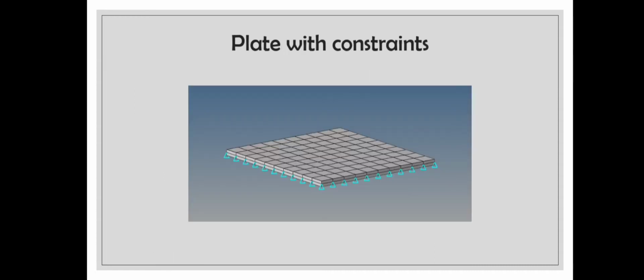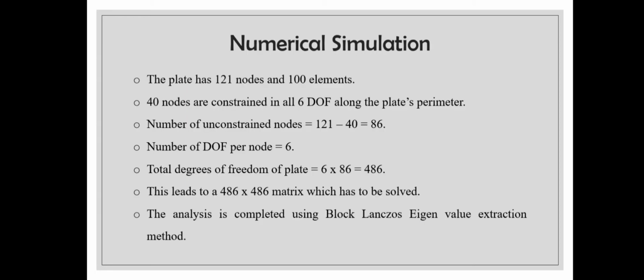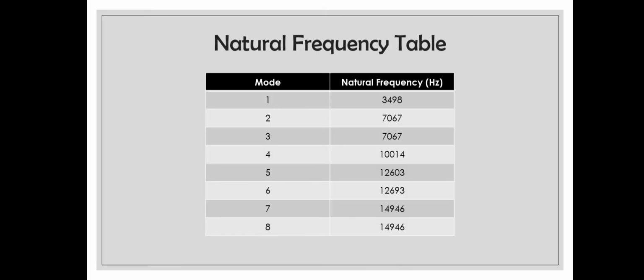So the plate is constrained along the perimeter. This parameter doesn't change unless we're altering the boundary conditions, which we're not. As long as the boundary condition is the same, the number of constrained and unconstrained nodes are still the same, and the total degrees of freedom of the plate doesn't change. So we perform the analysis and we get the natural frequencies. I have chosen the first 8 modes, so I get the natural frequencies for the first 8 modes.